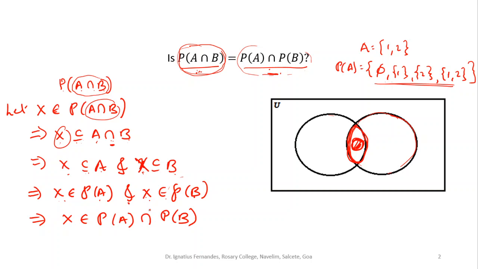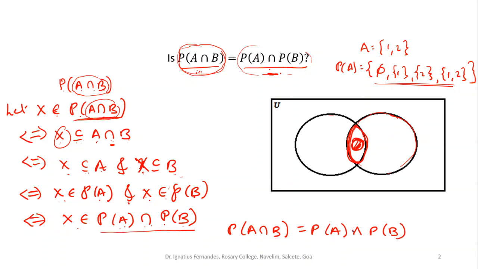What did I do? I started with an element in power set of A intersection B, and I showed that it is present in power set of A intersection power set of B. If you go in the reverse order, you will prove that if X is in power set of A intersection power set of B, it is definitely in power set of A intersection B. So you have proved that power set of A intersection B is equal to power set of A intersection power set of B.